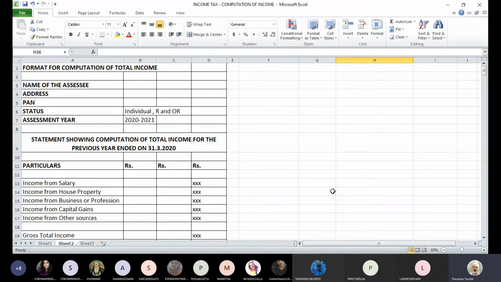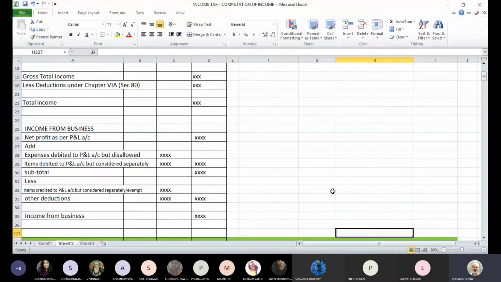We have already seen this format of computation of total income, but we have not discussed how to compute the income from business or profession. So let us understand that part first, and then we can work on the income from business or profession. When you are computing the income from business or profession, there are two possible scenarios.